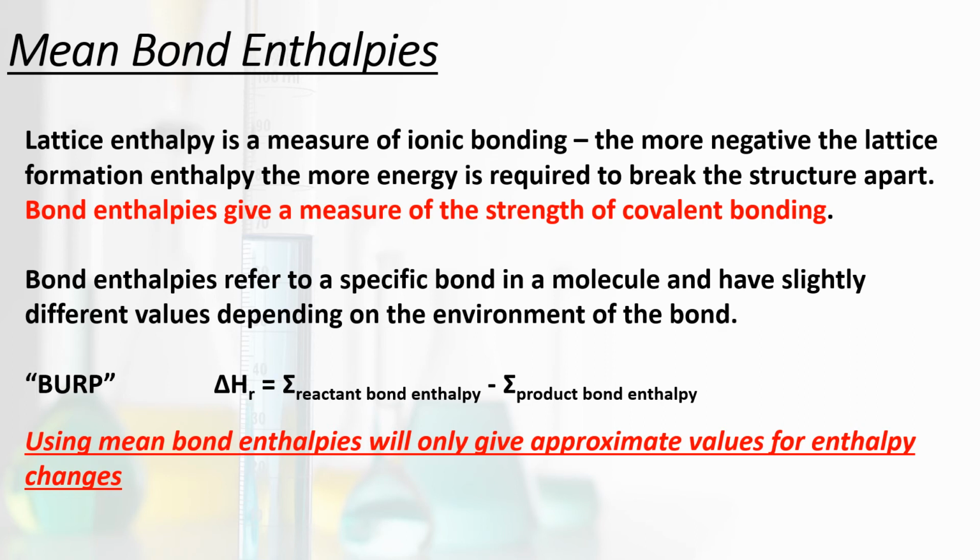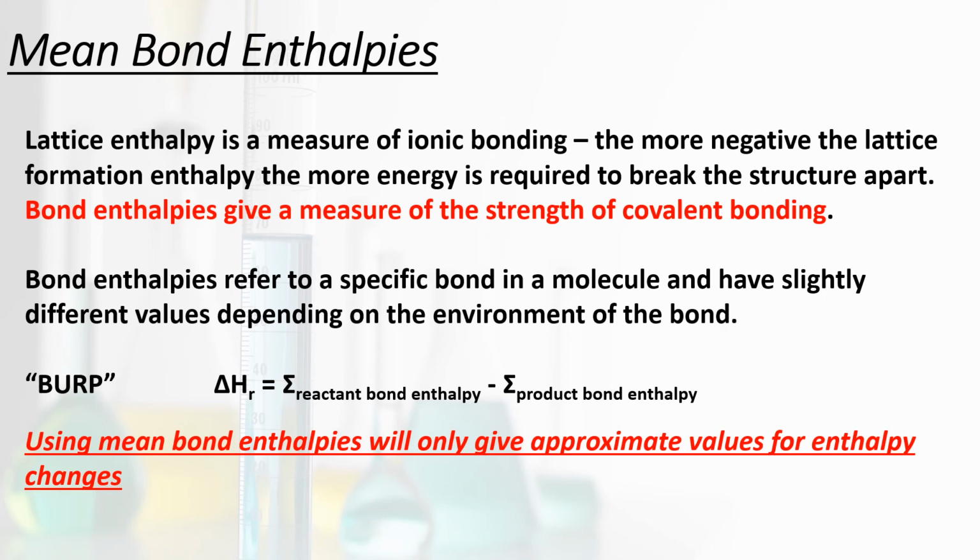And again, remember that bond enthalpies actually refer to a specific bond in a molecule, and that these enthalpy values have a slightly different value depending on what type of molecule they're in, and the functional groups we have, the environment of the bond. And so typically we use mean bond enthalpies, which are the enthalpy for a particular type of bond, say a C-H bond, but averaged over a range of different compounds.